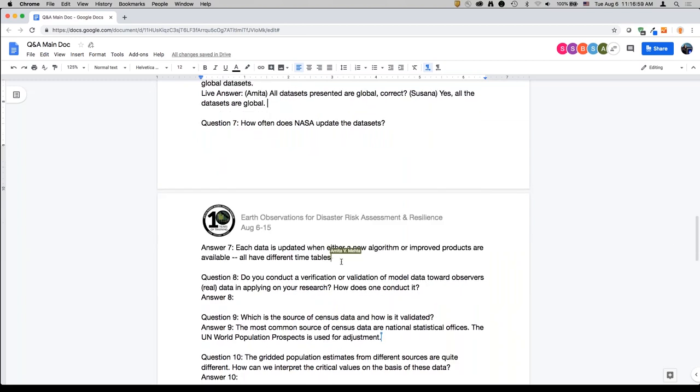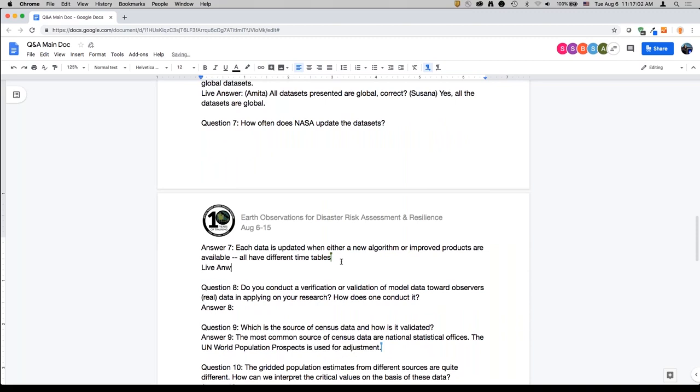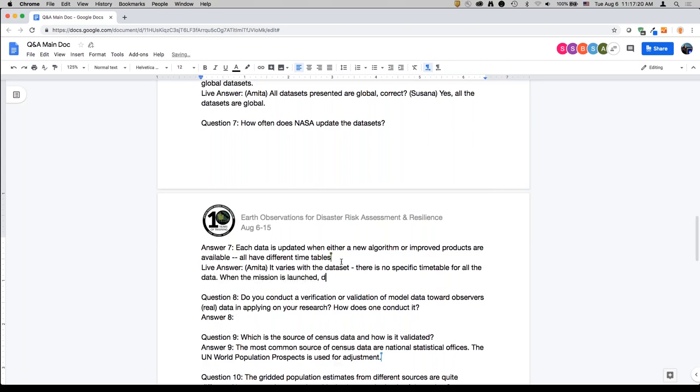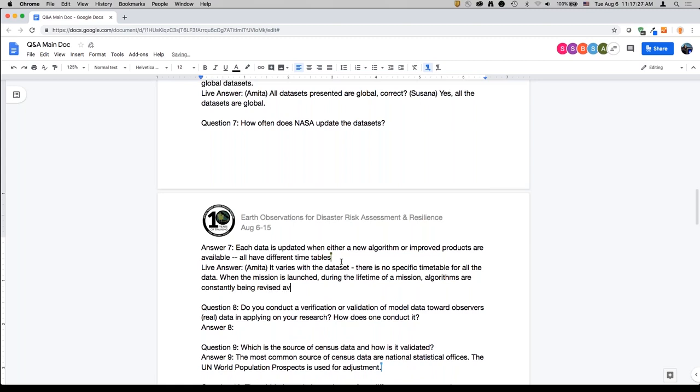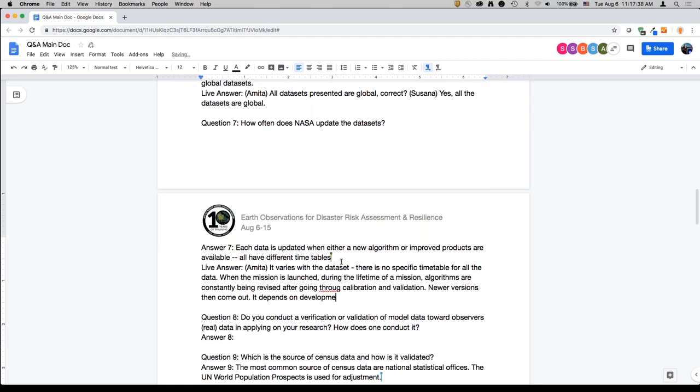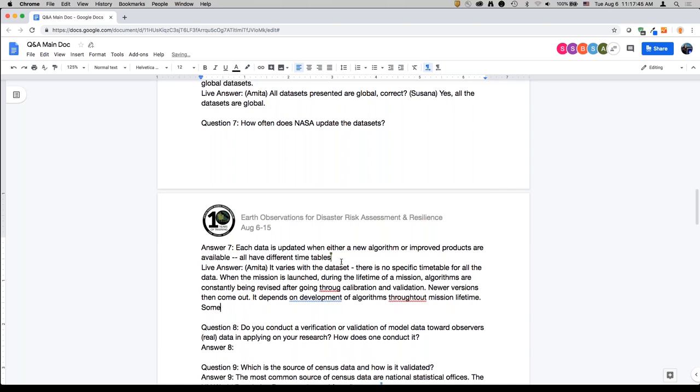So question seven is, how often does NASA update the data sets? It varies with the data set. There is no specific timetable that every data set is updated every so many years. When a mission is launched, if it's remote sensing based data, then during the lifetime of a mission, algorithms to derive data products are constantly being revised. After going through calibration and validation, newer versions of data products come out. And so that depends on the development of algorithms throughout the mission lifetime. If you go look at data, you have multiple versions available sometimes. But usually, as improvements occur in algorithms, newer versions come up.